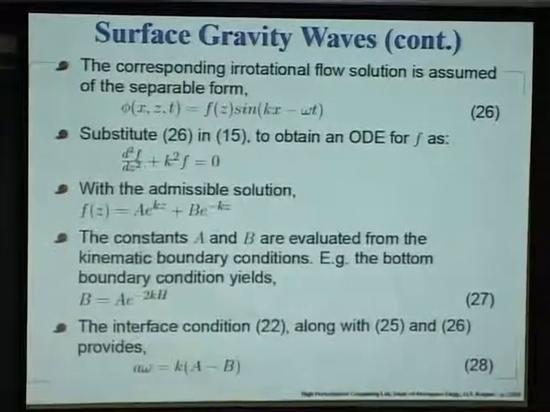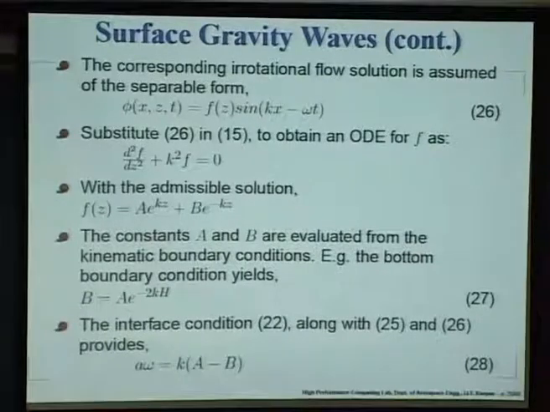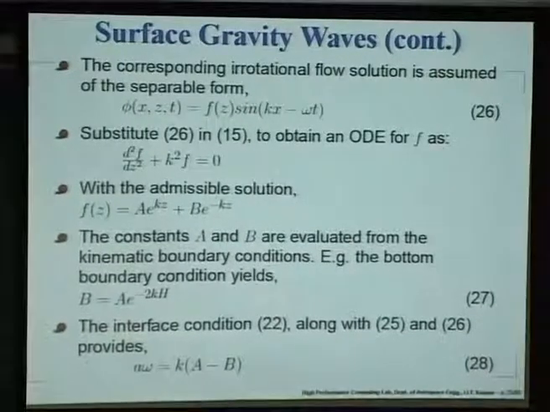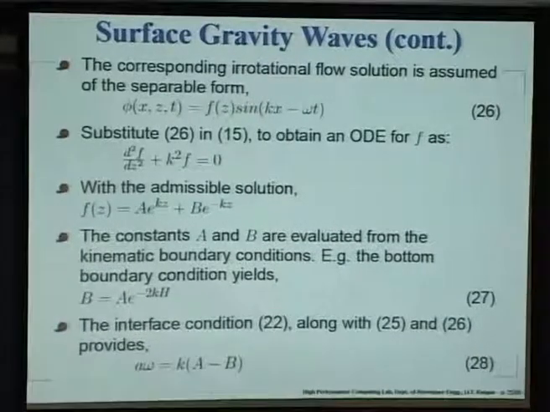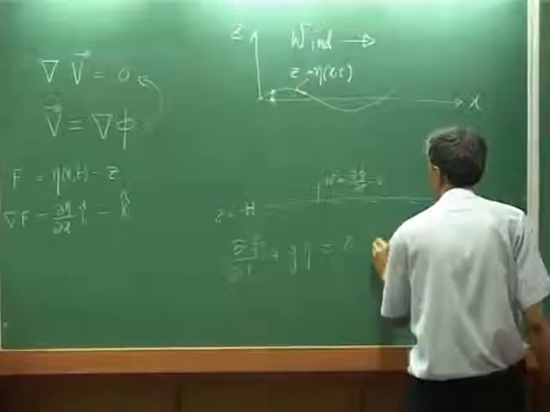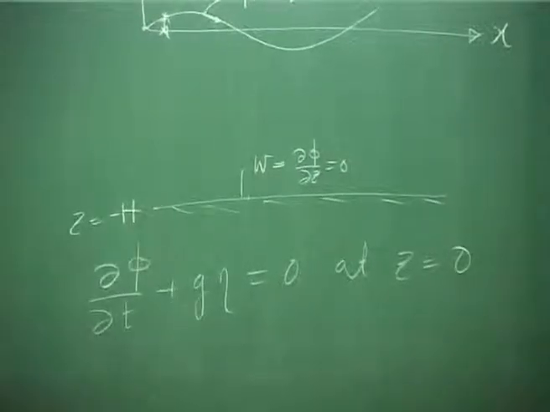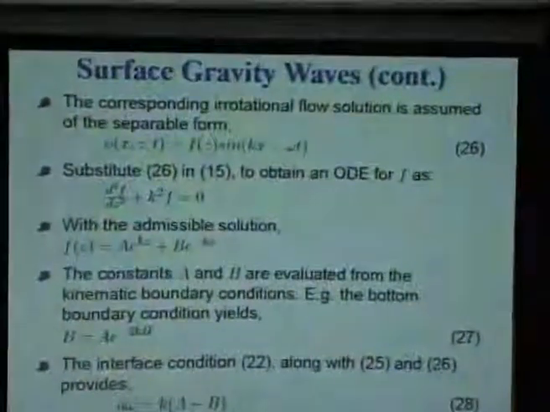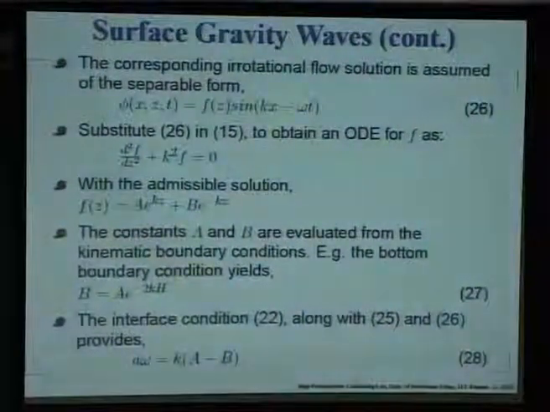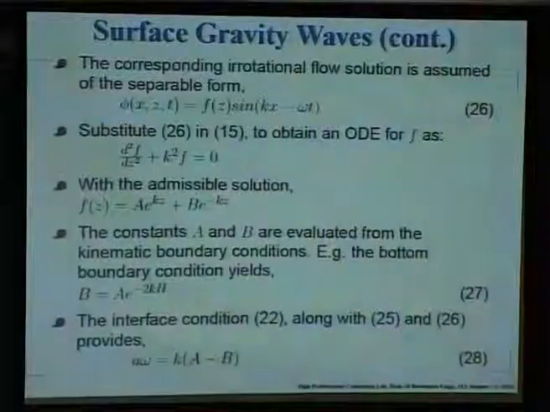Now, recall also that we have worked out the interface. The interface condition was given by what? We wrote it down that the condition that we would like to apply would be del phi del t plus g eta equal to 0 at z equal to 0, right. So, I have the trial solution phi, so I try to find out what that del phi del t is. That will give me minus omega f, and g eta will give me g times a cosine this. So, that would give me this solution, right.